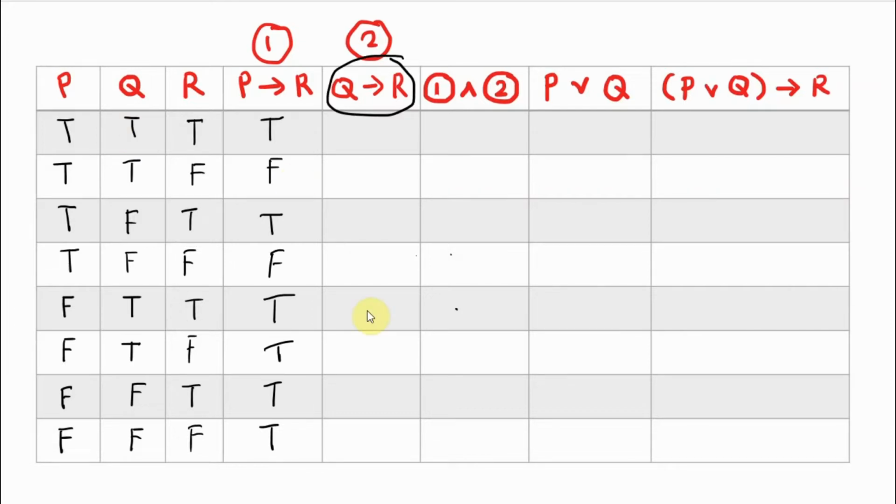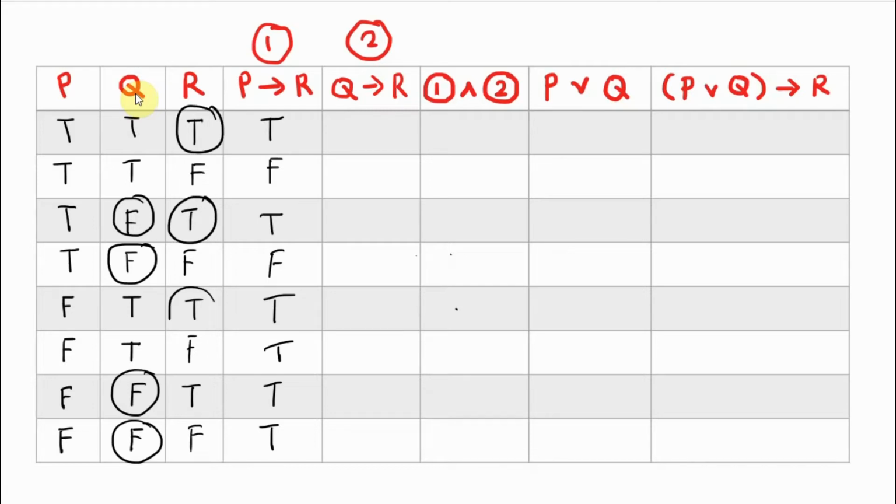Similarly, we need to evaluate the Q implies R column. When Q is false or the R column value is true, enter true for the Q implies R column, otherwise enter false. First, we mark all the rows where Q is false and then mark all the rows where R is true. Now enter values in the Q implies R column.